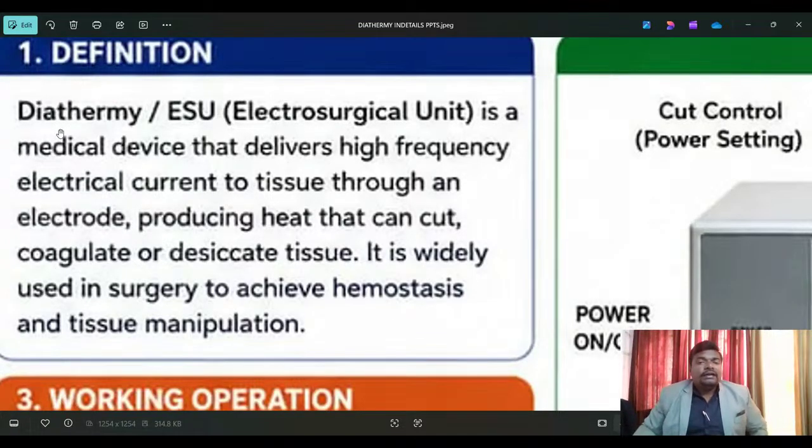Definition: diathermy, ESU, electrosurgical unit is a medical device that delivers high frequency electrical current to tissue through an electrode, producing heat that can cut, coagulate, and desiccate tissue. It is widely used in surgery to achieve hemostasis and tissue manipulation. Then it is called diathermy or ESU or cautery.